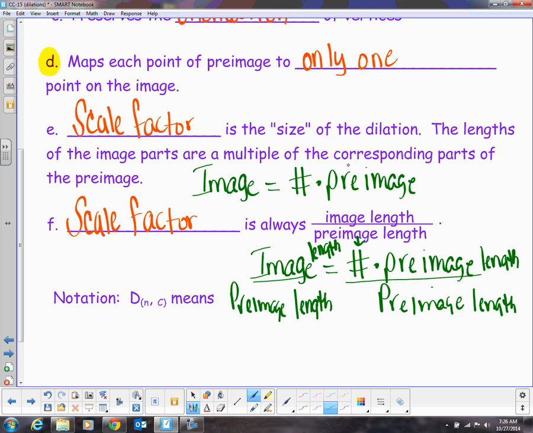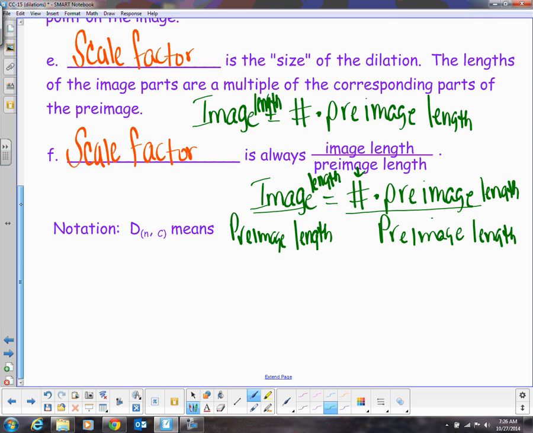I need you to either remember image length equals number times pre-image length, or this ratio, one of the two, because if you have this, you could solve it over to here. This special number, what is this number called? This number is going to be called the scale factor.